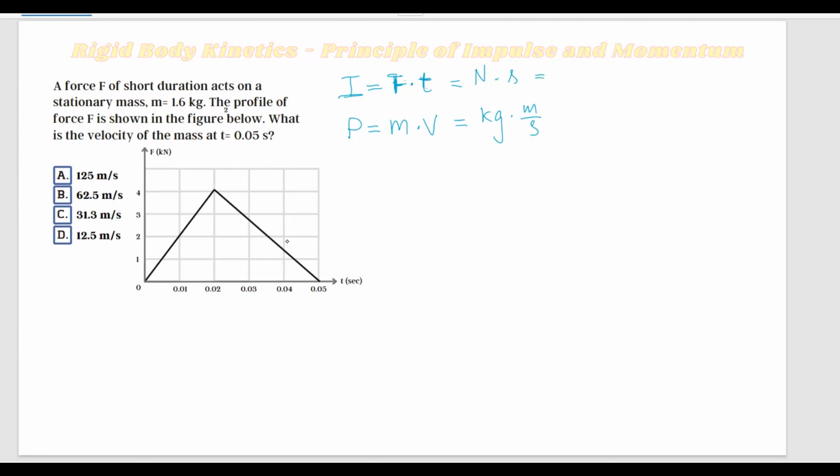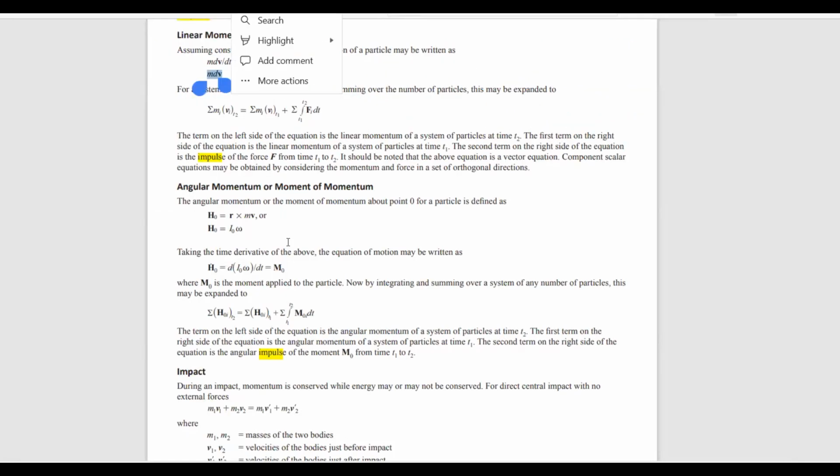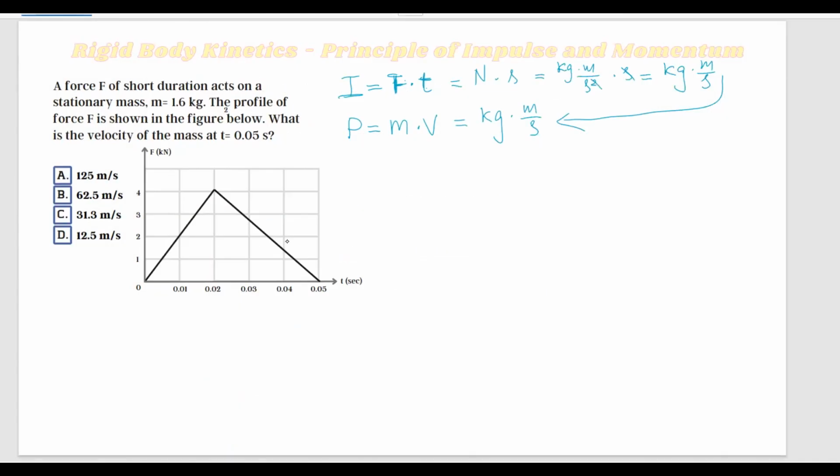So if we move forward, we know newtons equal kilograms multiplied by meters over seconds squared, and then multiplied by seconds gives me a unit of kilograms multiplied by meters over seconds, which is similar to these units. That's why here in the FE handbook, these two are equal. Based on the FE handbook, this is called impulse momentum theory.